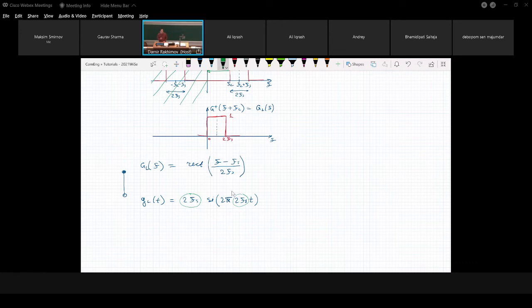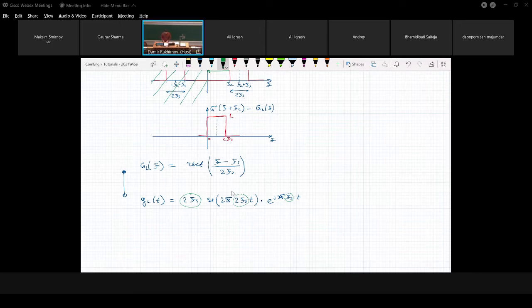In addition, we have a shift in frequency domain. If you have a shift in frequency domain, you multiply by the corresponding exponential function in time, exponential function j 2 pi Fs times t. Fs is our signal in time domain, and the sinc function in time domain.